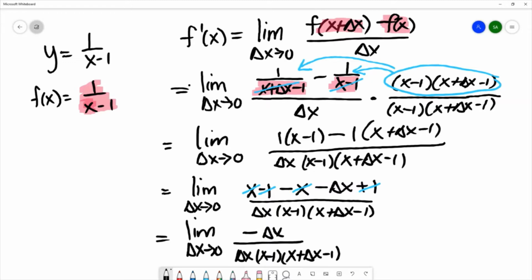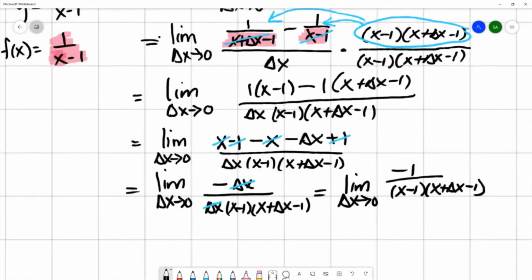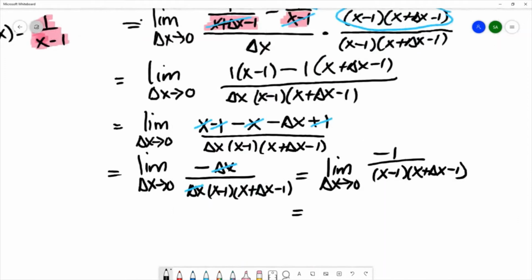And the thing that I was hoping for, that delta x would cancel, happened, and it cancels here. And I have the limit as delta x approaches 0 of negative 1 over x minus 1 times x plus delta x minus 1. And now I can use direct substitution. And when I use the direct substitution, I don't need to write the limit anymore.